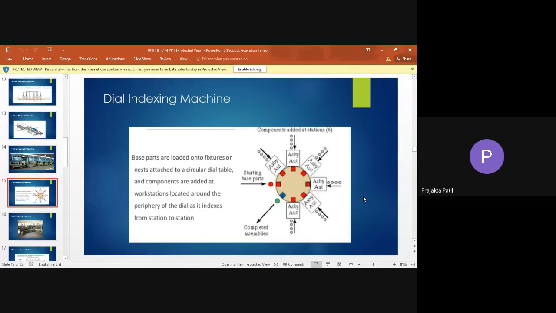Next is the dial indexing machine. The base parts are loaded onto fixtures or nests attached to a circular dial table, and components are added at workstations located around the periphery of the dial as it indexes from station to station. We have already studied what a dial indexing machine or rotary configuration is. You have this table which is going to move. There are these dial indexing mechanisms that we have seen. Using those mechanisms, the work part shifts from one station to another. But instead of production stations, you have assembly stations here. The mechanism is going to remain the same.